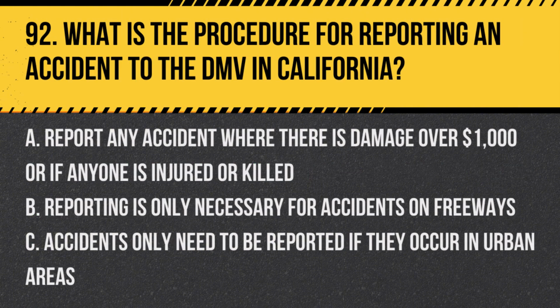Question 92. What is the procedure for reporting an accident to the DMV in California? A. Report any accident where there is damage over $1,000 or if anyone is injured or killed. B. Reporting is only necessary for accidents on freeways. C. Accidents only need to be reported if they occur in urban areas.